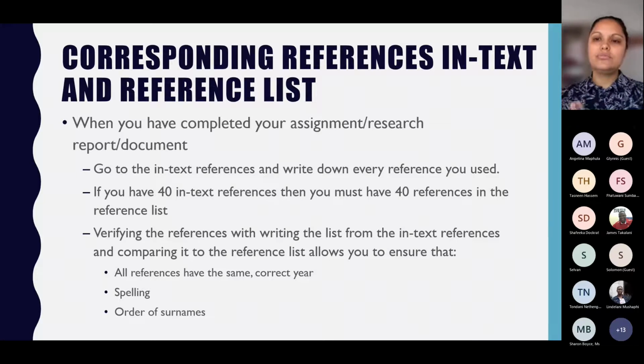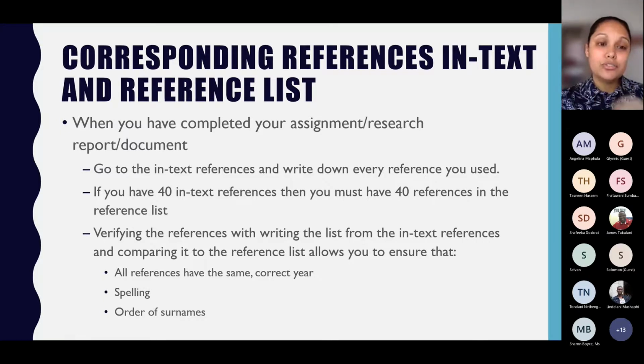Then you go to your reference list and you look: have you used Abrams? Have you referenced Abrams? Yes. Then you scratch it out. Have you referenced Babbie and Mouton? Then you scratch it out. At the end, after you verify that your in-text references and your reference list correspond, if you have 40 in-text references, you need to have 40 references in your reference list. Now, this method I learned from my HOD, Dr. Takalani. He showed me how to do this practically.